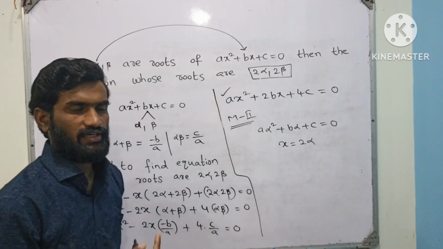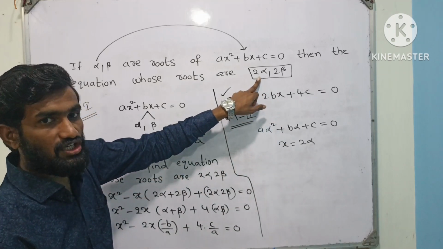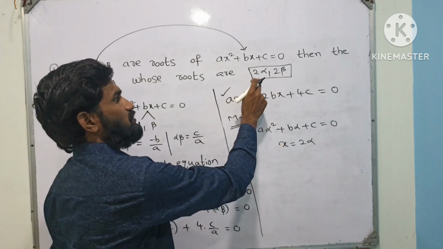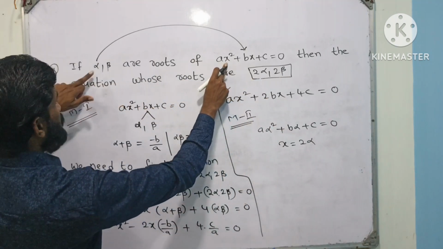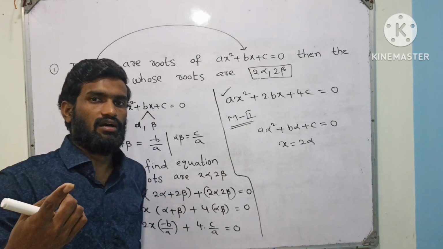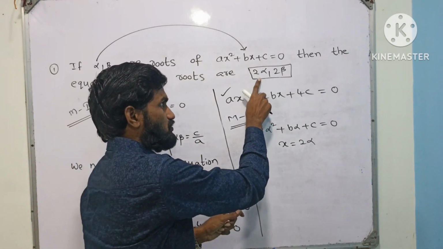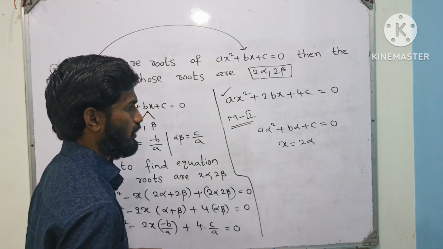So why are you taking x equal to 2 alpha? Here we need to find the equation whose roots are 2 alpha, 2 beta. Definitely in place of x we need to substitute 2 alpha only. Just as we substituted x equal to alpha since alpha, beta are the roots of this equation, similarly 2 alpha, 2 beta are the roots of our required equation, right? So in place of x I need to substitute 2 alpha. It will definitely satisfy. That's why I am taking here x equal to 2 alpha.